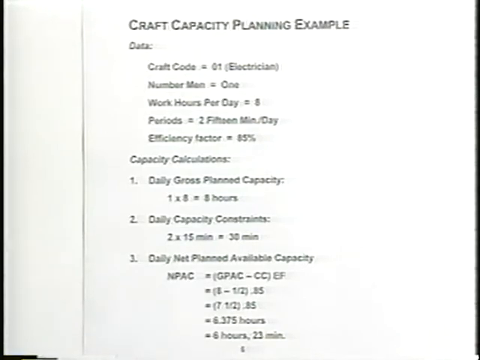And you could see from the previous exhibit, the net available capacity is assuming that those 3 mechanics are working at 100% efficiency. Here, we're being more realistic in terms of this electrician. So rather than having roughly 7.5 hours of capacity per day, we're down to 6 hours and 23 minutes.